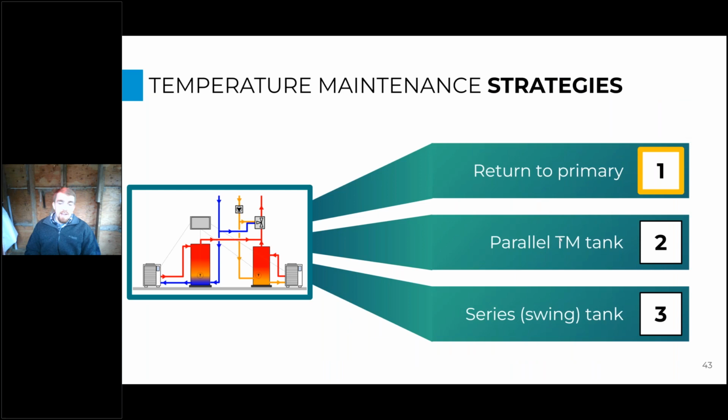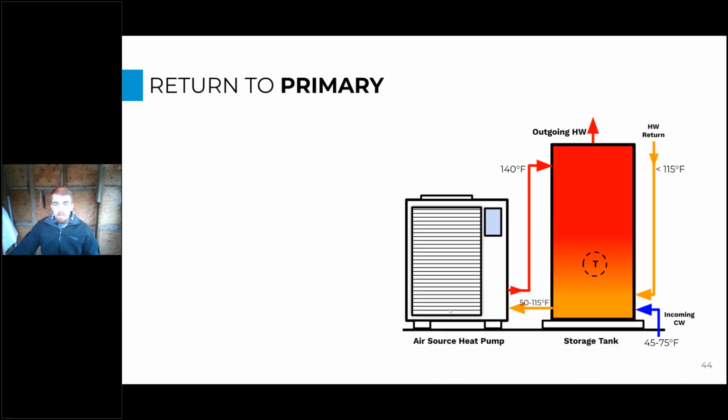So we have a few different strategies to handle this temperature maintenance load. And the first is a return to primary strategy, where it returns back to the primary system for heating, and then we have a parallel temperature maintenance tank that we'll talk about, and an in-series or swing temperature maintenance tank. So with the return to primary tank, you can see here it looks a lot simpler than the other temperature maintenance configurations, because you don't have to have a dedicated temperature maintenance system.